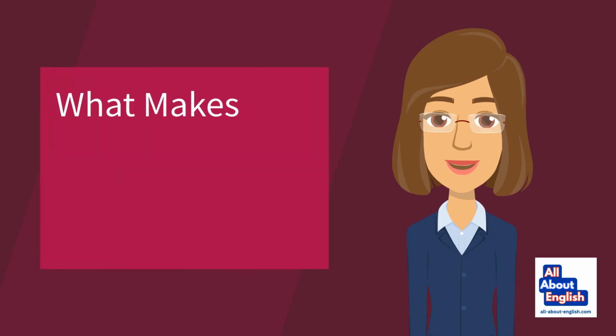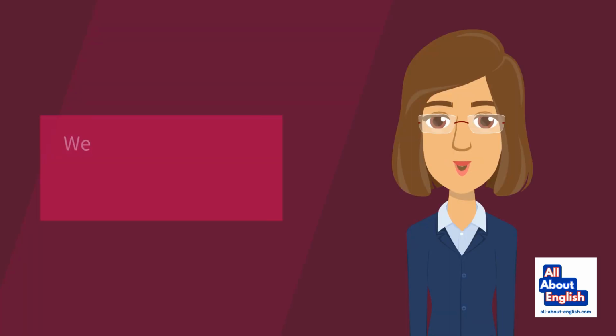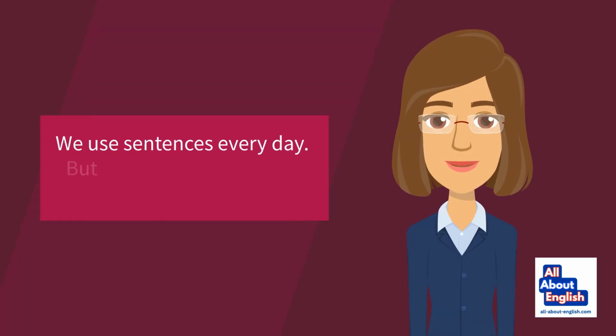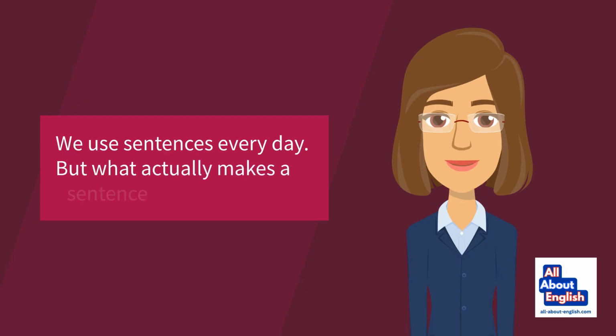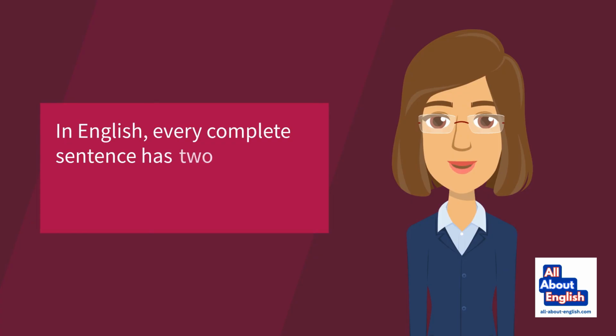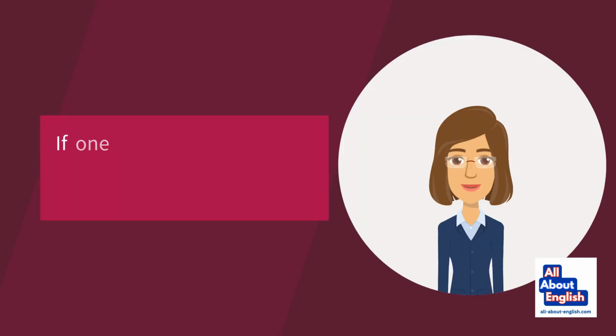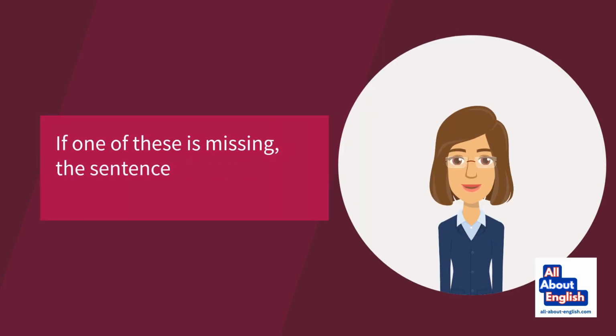What makes a sentence? Subjects and predicates. We use sentences every day. But what actually makes a sentence complete? In English, every complete sentence has two essential parts, a subject and a predicate. If one of these is missing, the sentence doesn't work.